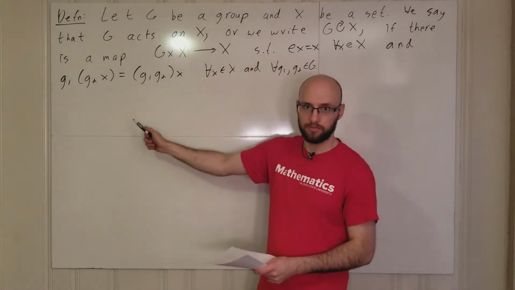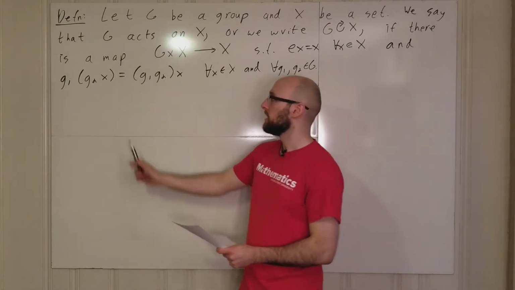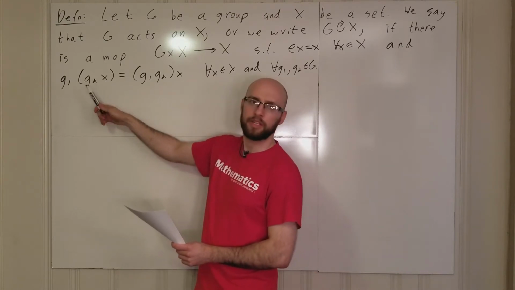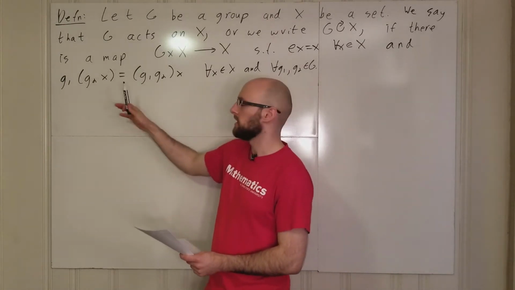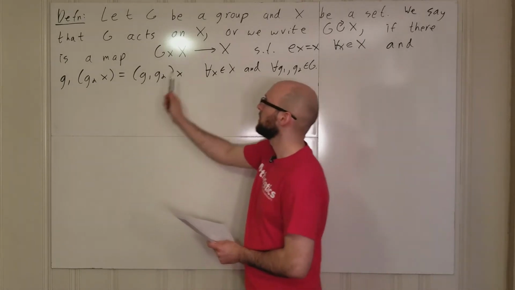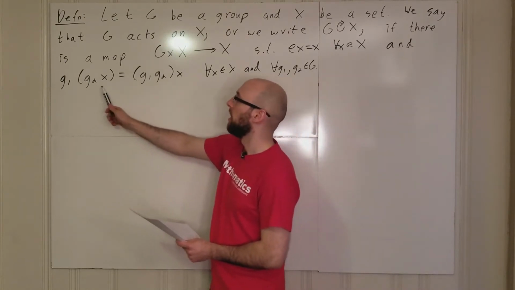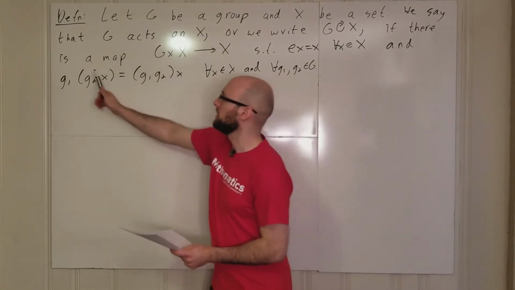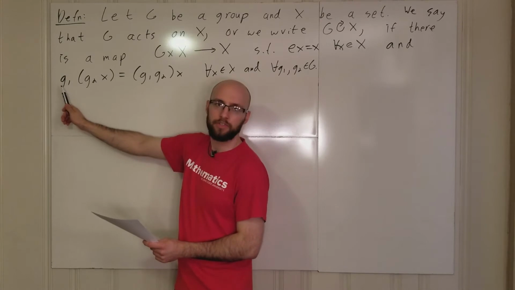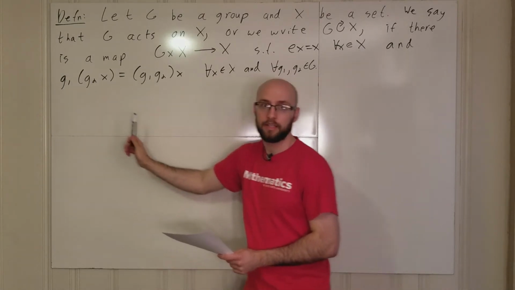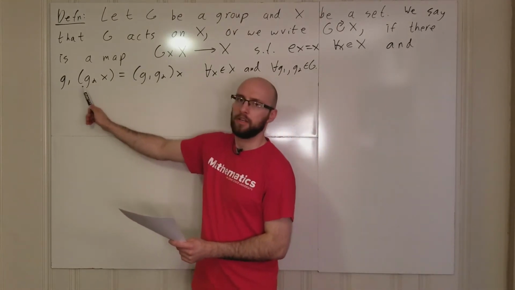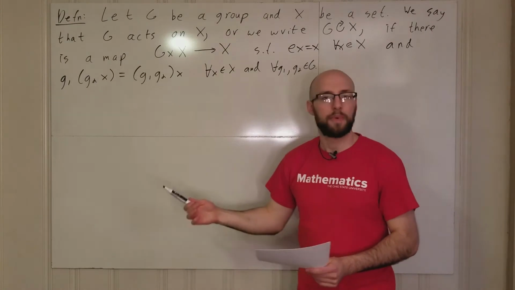Now, just like before I had this spiel on this product here, you have to make sure you understand where all the products here are happening. Here, so this is g2x in this parentheses here. So let's just look at where these elements are, and that should tell us what type of product this is. So we have an element of G times an element of X. Well, then that has to be our group action. But then, so this whole thing is going to give us an element of X. And then we have an element g1 of G acting on an element of X. And so that product is also the group action. So both products on the left side here are the group action.